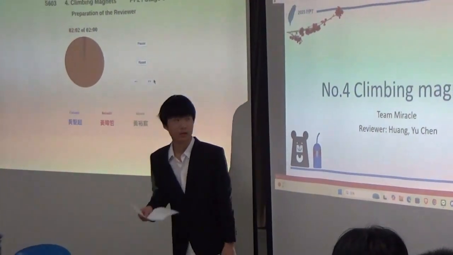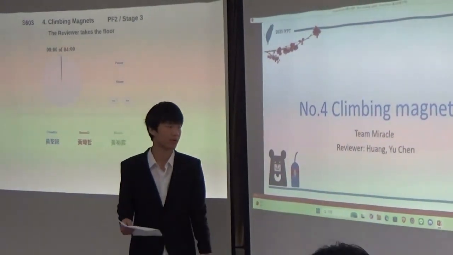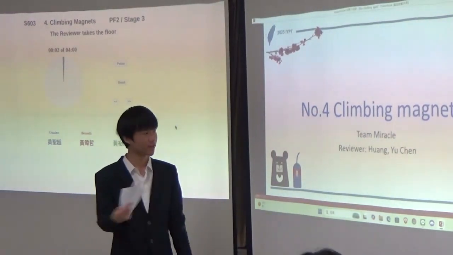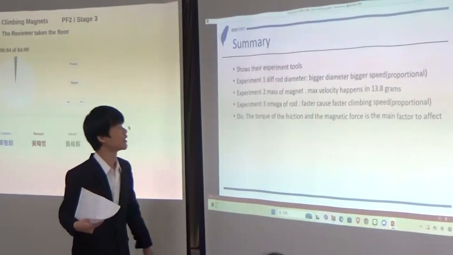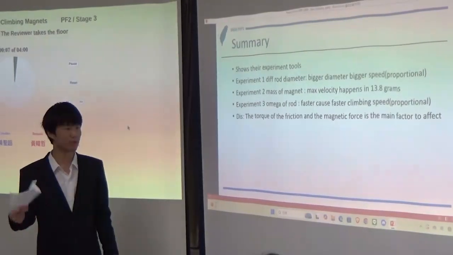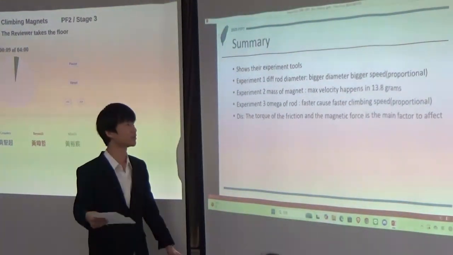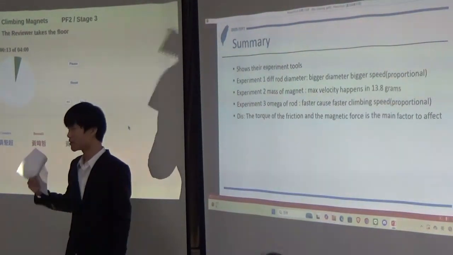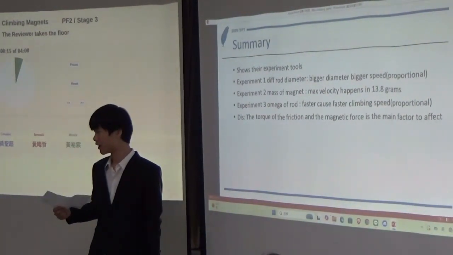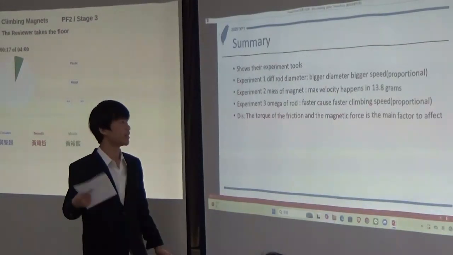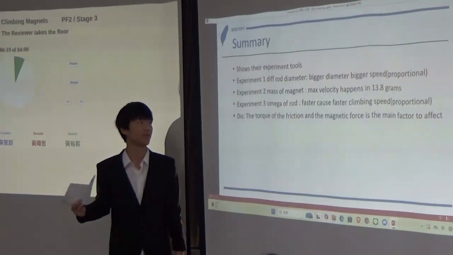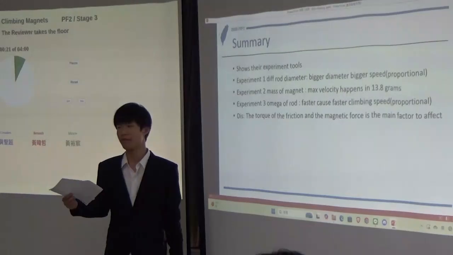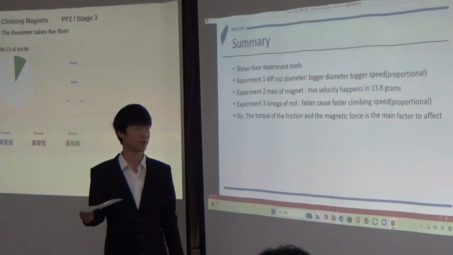Hello everyone. I'm the reviewer from Numerical. First is a summary of the report. The report shows their experiments and tools, and it used stick-slip motion as their theory. In the first experiment, they varied the rod diameter and found that bigger diameter has bigger speed.